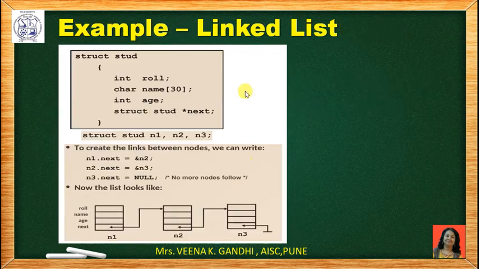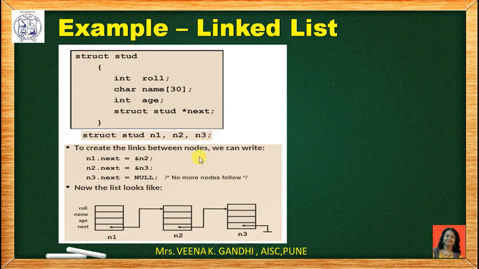The famous example of self-referential structure is linked list. Linked list is a collection of nodes where each node contains the address of another node. Now here you can see the stud structure. It contains roll number, name, age, and one pointer member variable next of type struct stud, meaning next will refer to a node having struct stud type. So we create variables struct stud n1, n2 and n3.